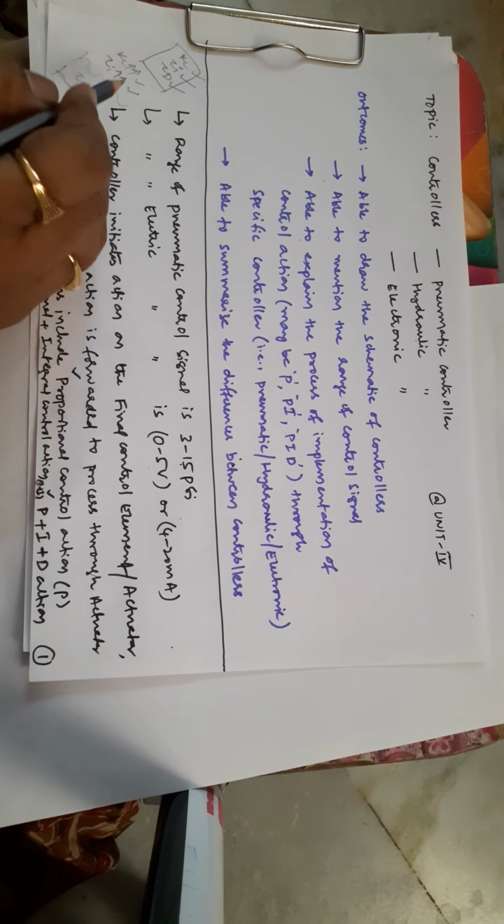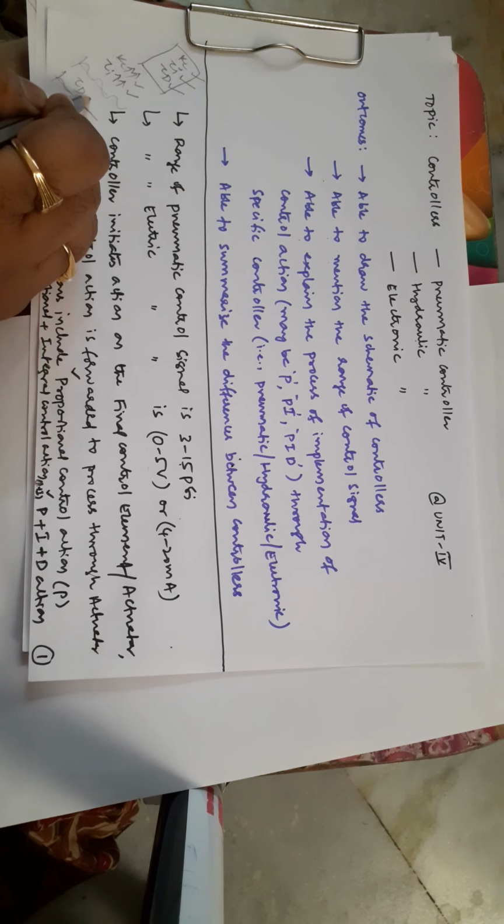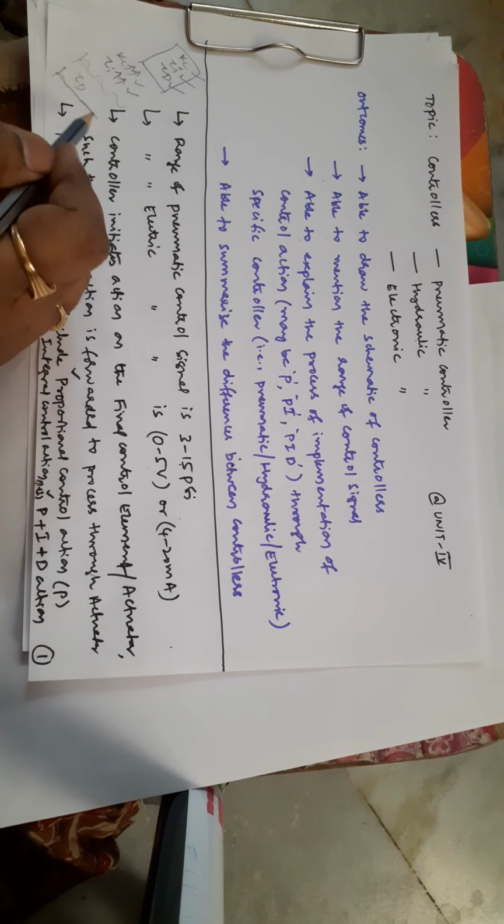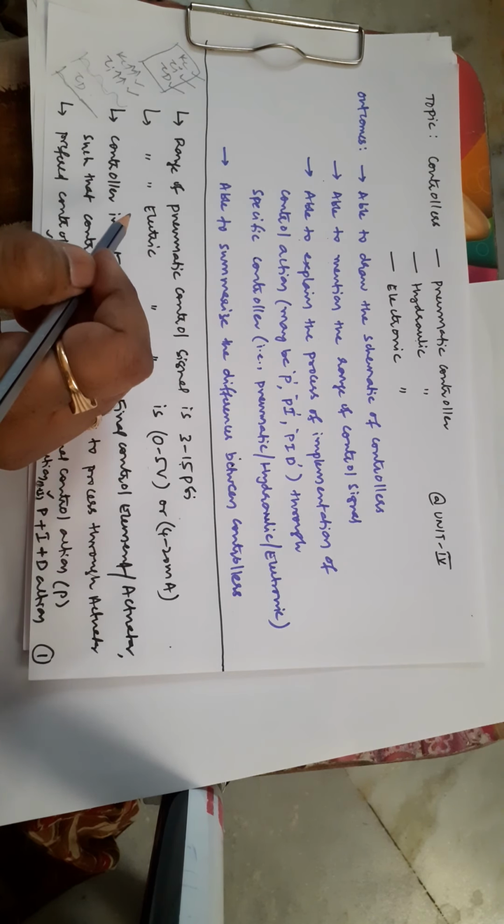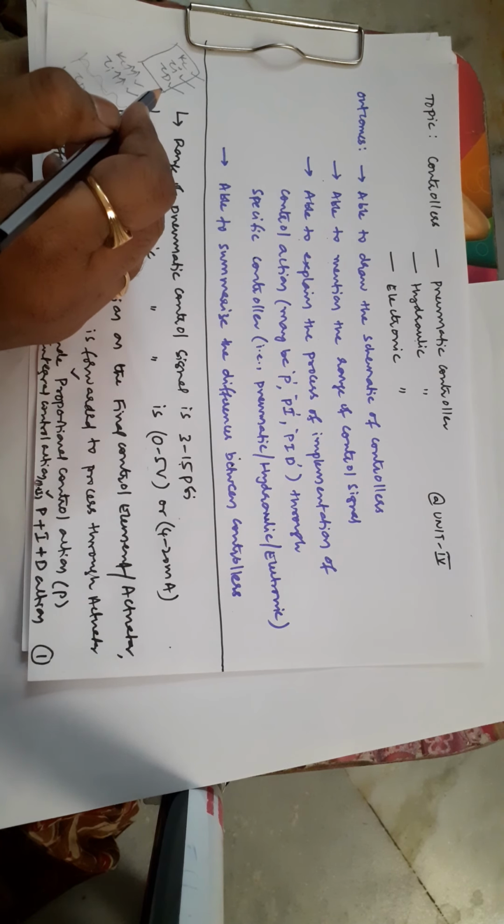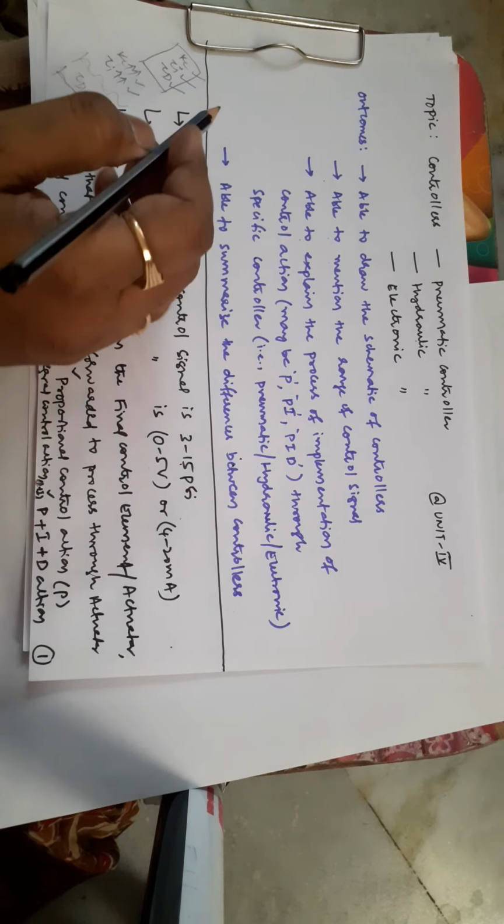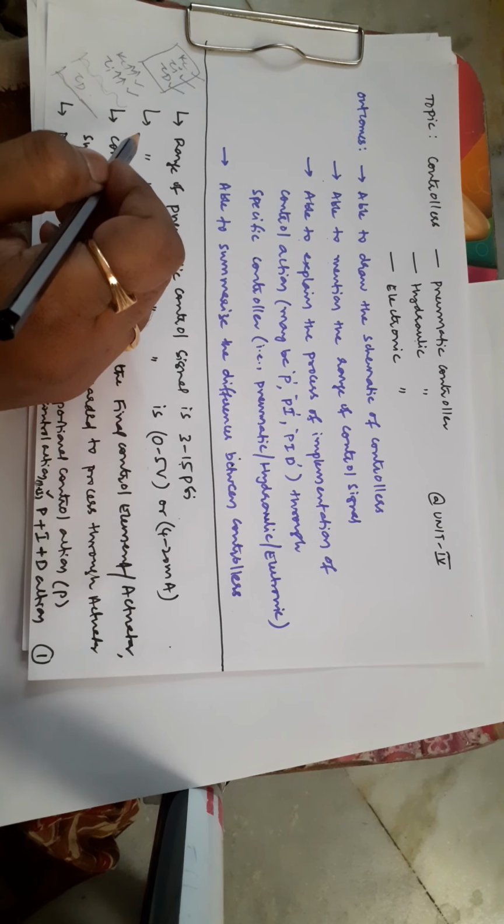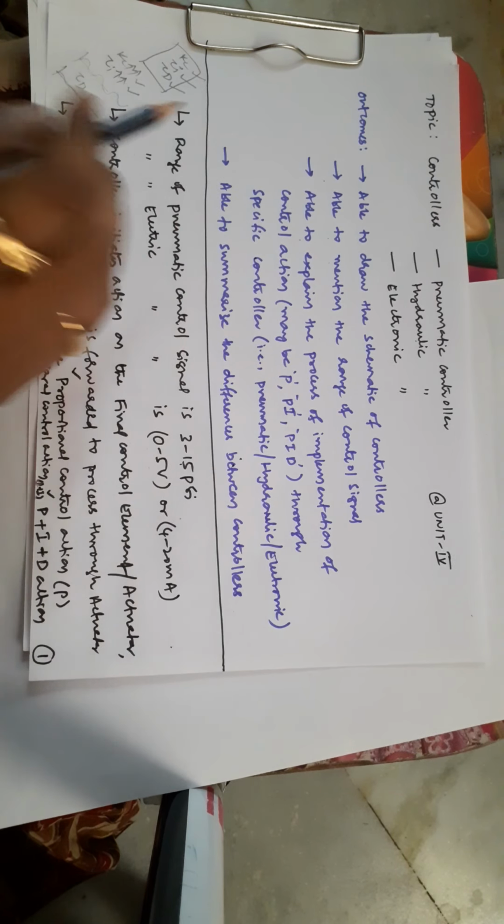That is the idea of implementing a Kc value, tau I value and tau D value. So whenever you are going for a pneumatic controller, hydraulic controller, electronic controller, these three parameters are going to play a vital role. And this part we will see in the next video.